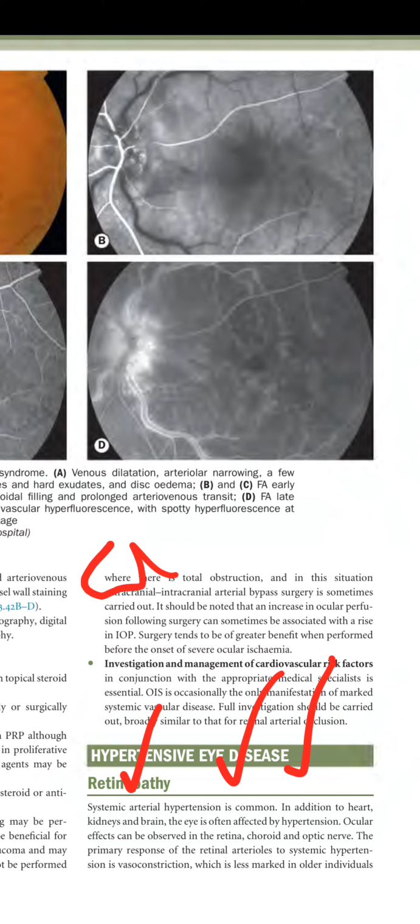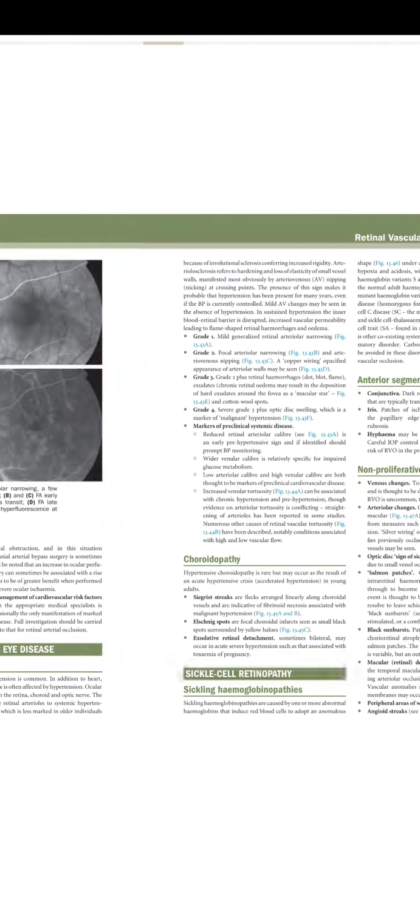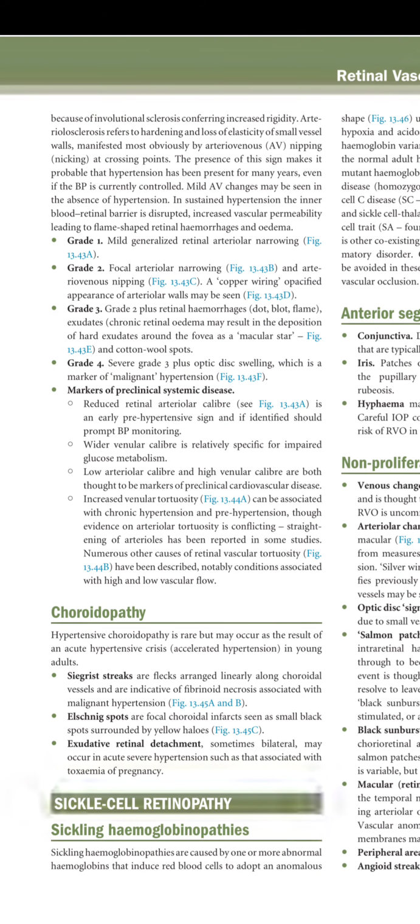So there is an arteriolar narrowing in a case of a hypertensive eye disease, which is less marked in older individuals because of the involutional sclerosis conferring increased rigidity. Arteriosclerosis refers to hardening and loss of elasticity of the small vessel wall, manifested most obviously by the arteriovenous nipping at the crossing point.